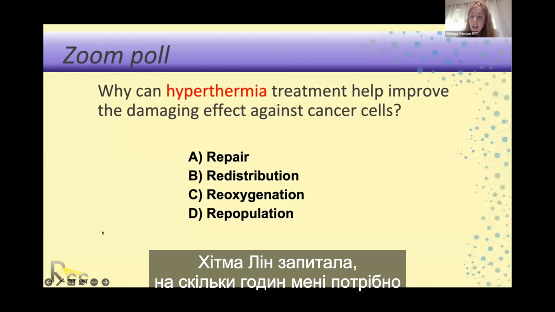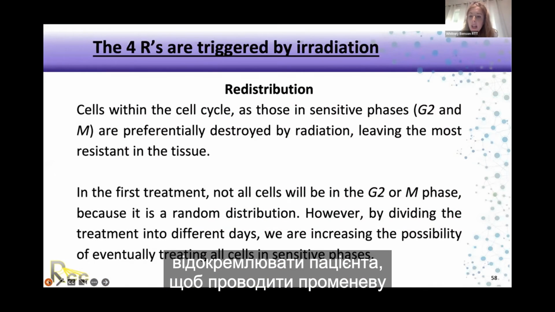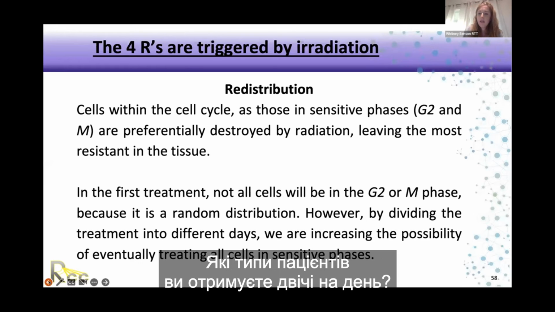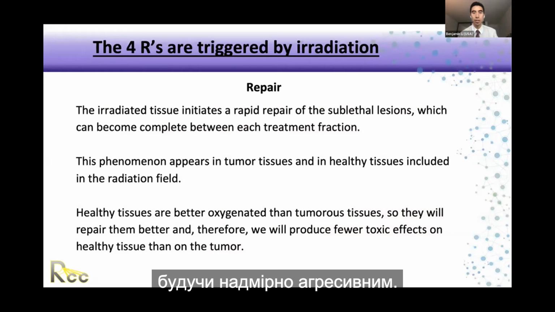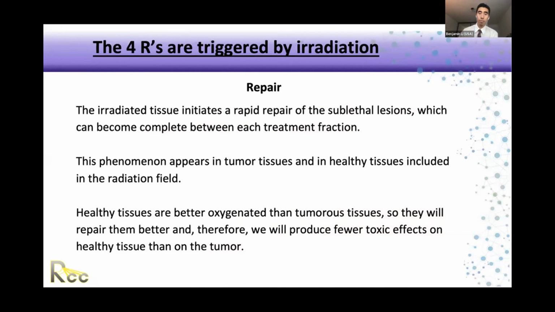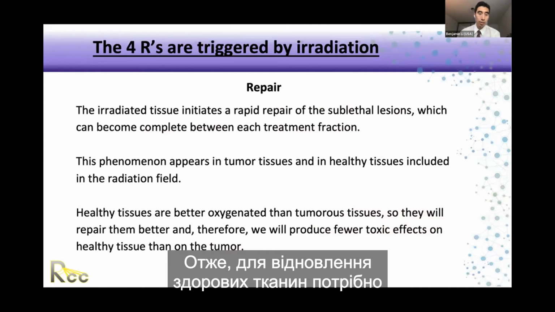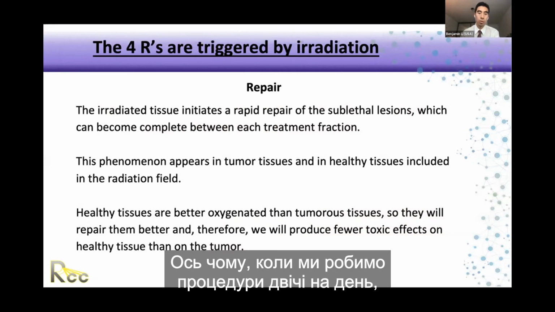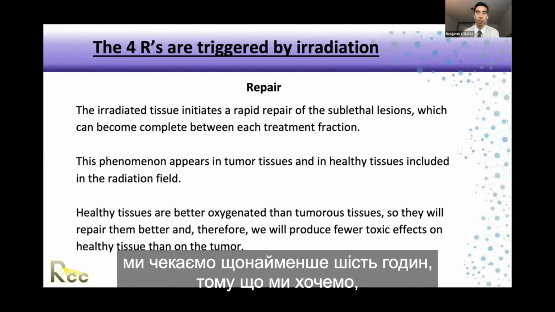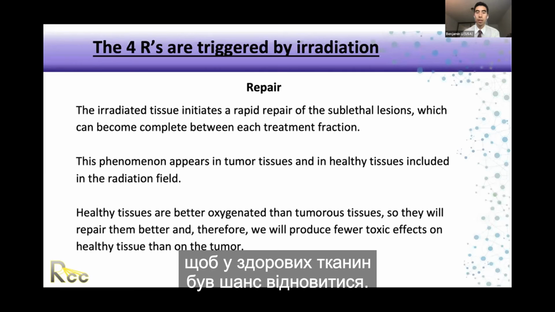Hitma Lynn asked, how many hours do I need to separate a patient to give radiation treatment twice a day? What types of patients do you give twice a day? Oh, great question. So this goes into repair, because the most important thing is I don't want to cause too much toxicity to the patient by being over-aggressive. So it takes on average 6 hours minimum for healthy tissues to repair. So this is why when we do twice a day treatments, we wait at least 6 hours, because we want there to be a chance for the healthy tissues to repair.